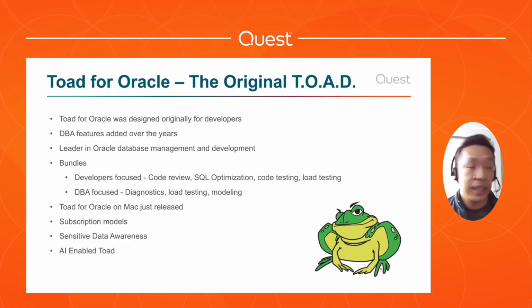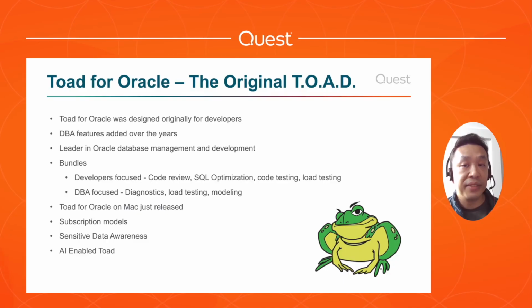And lastly on this list, we've got some really cool stuff that's been coming out. We've got new data sensitivity awareness tools inside of Toad to help you find and recognize where you might have private or sensitive data in your environment. And we've got some new AI features. It's already out, actually, that you can opt into and then have AI help you with your coding, right?